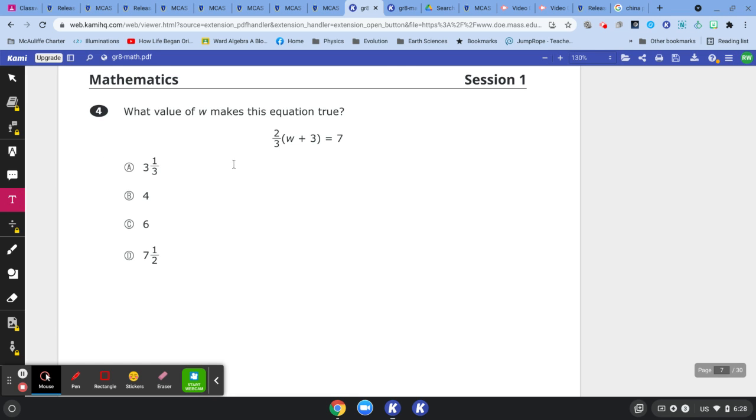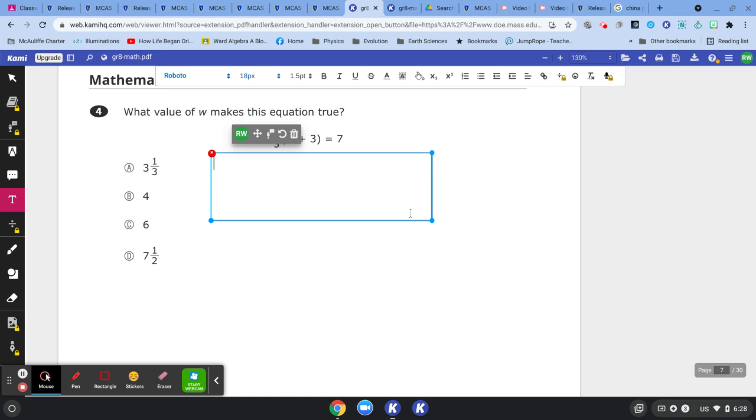So there are a couple ways to deal with this problem. One is to solve for W, and the other is to just grab these values and plug them in for W. I'm going to start by solving for W.